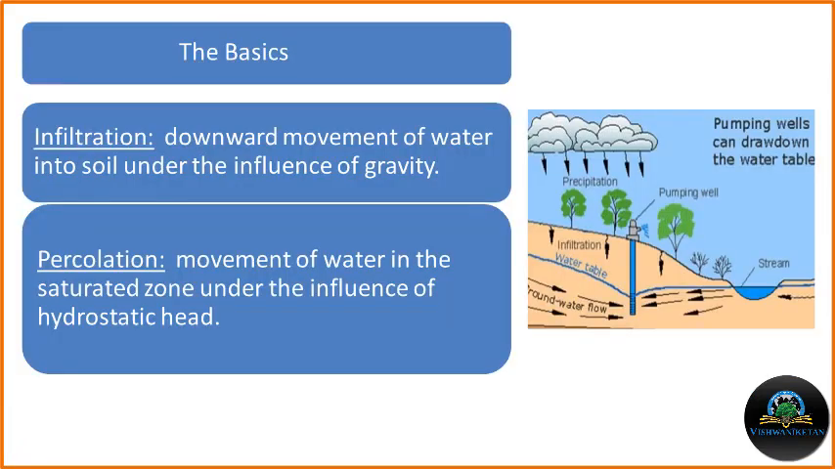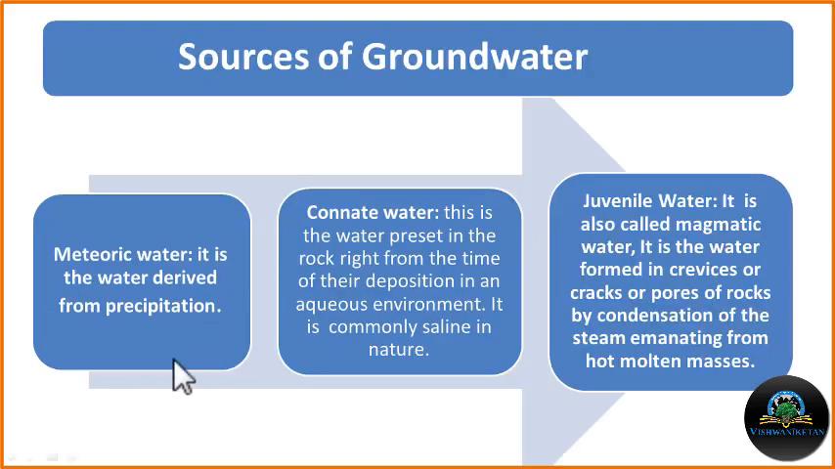Now there are two terms which are important to understand groundwater movement: infiltration and percolation. Infiltration is the downward movement of water into the soil under the influence of gravity, while percolation is the movement of water under the zone of saturation. Again I am repeating, the zone of saturation is the place where all the pores, openings and cracks are filled by water.